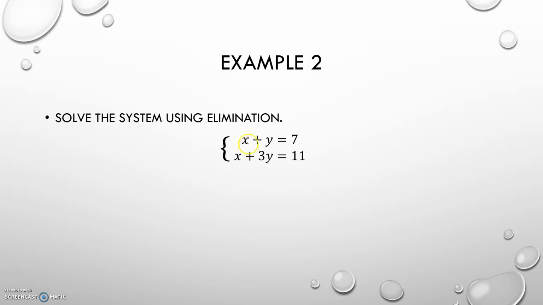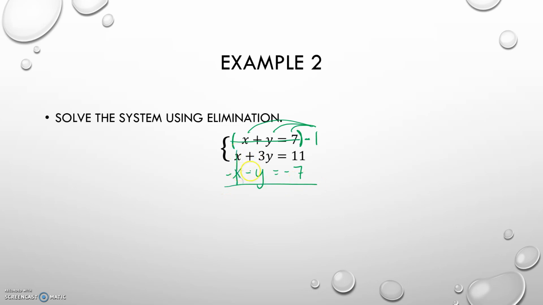I'm just going to choose to eliminate the x's because I already have the same number. I'm going to multiply one equation, it doesn't matter which one, by negative 1. What this does is it keeps that number the same, but changes its sign. So when I distribute that negative 1 to everything inside, I'm going to get negative x minus y equals negative 7. I'm going to draw a line through just to remind myself I'm done with that.